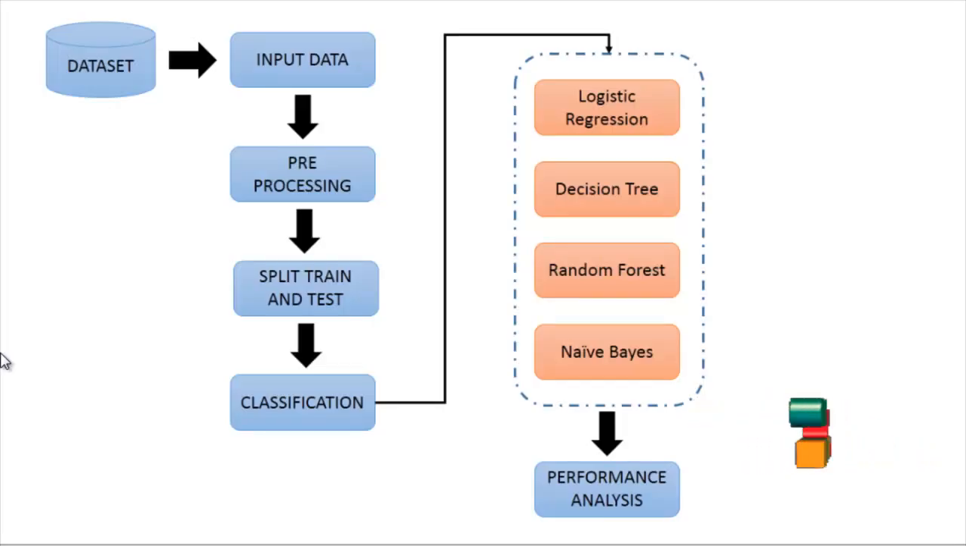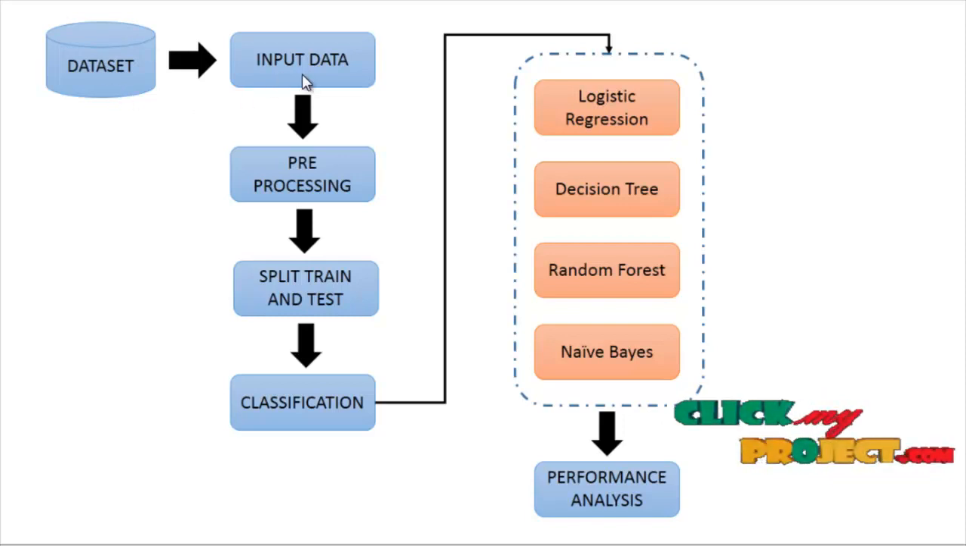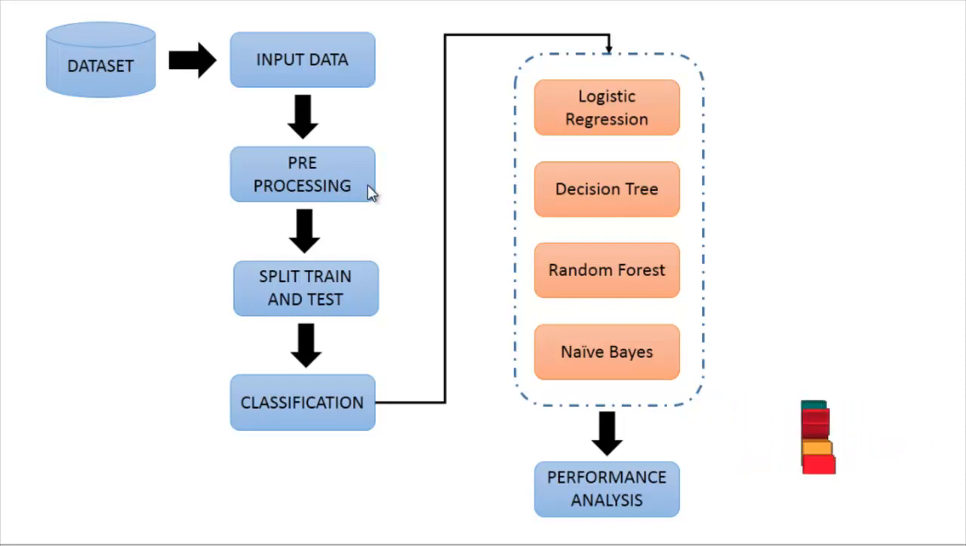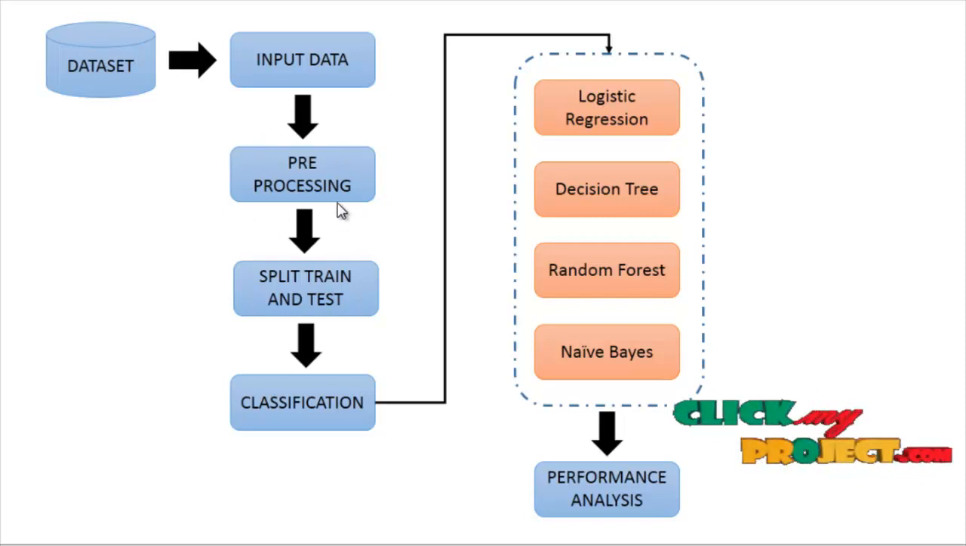This is the flow of our project. Firstly, we'll get the data set, that is the diabetic patients data set, from the UCI or the Kaggle repository, and we'll load the input data. After loading the input data, the data is pre-processed. In this pre-processing step, any missing data is handled, that is, it is either replaced or removed. Then label encoding is performed if necessary, and after pre-processing is completed, the data set is split into train and test sets.